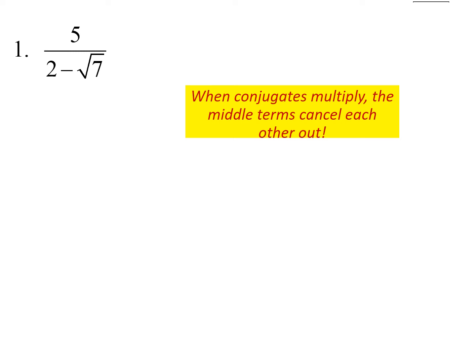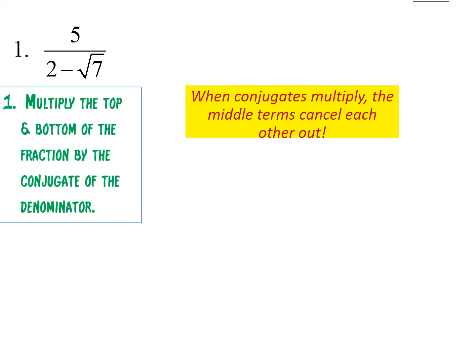This problem, we definitely need a conjugate. As you can see, in the denominator, we have a radical. It is 2 minus the square root of 7. Definitely need to get rid of the radical. Definitely going to multiply by a conjugate because we definitely need the middle terms to cancel. So what we're going to do is multiply the top and the bottom of the fraction by the conjugate of the denominator, because of the properties of equality in math.